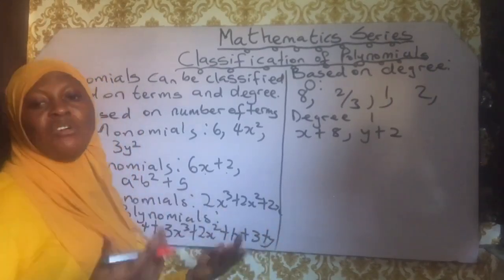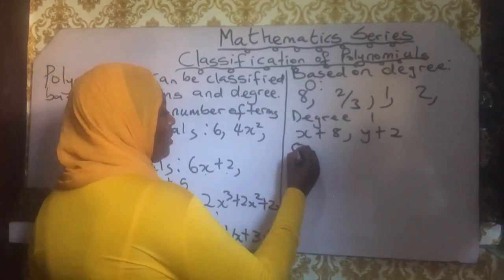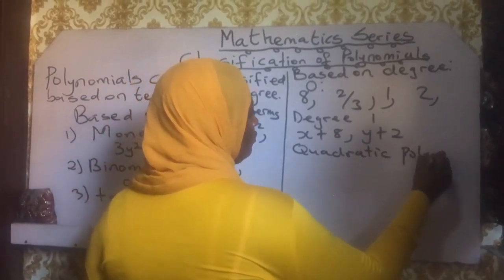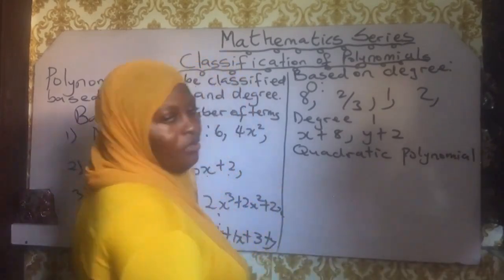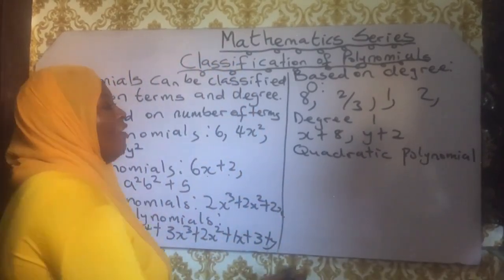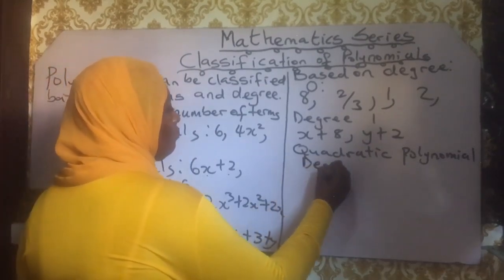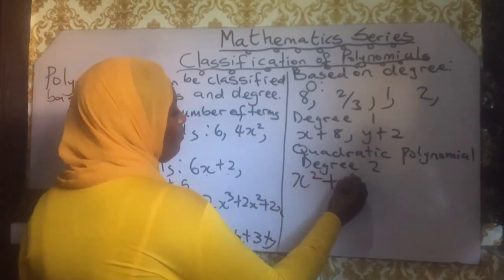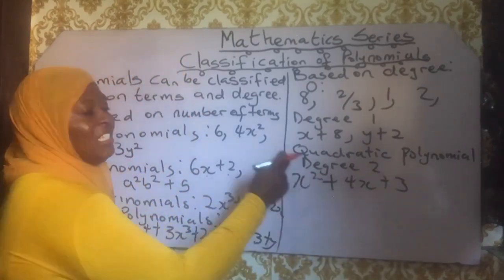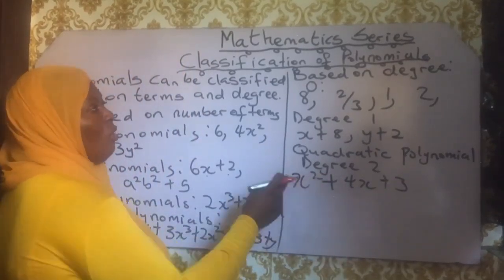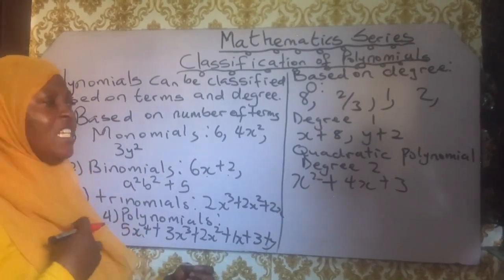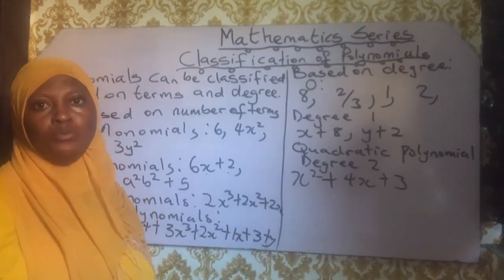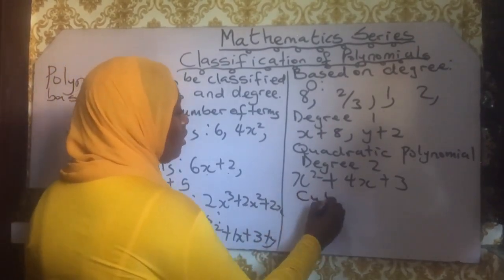We also have a quadratic polynomial. When we talk about the quadratic polynomial, you have the degree of 2. So for example, x squared plus 4x plus 3. The highest power is 2. So when you're talking about degree of polynomial, you take the highest power of the variable. So the highest power of the variable here is what? 2. Then you also have cubic polynomial.